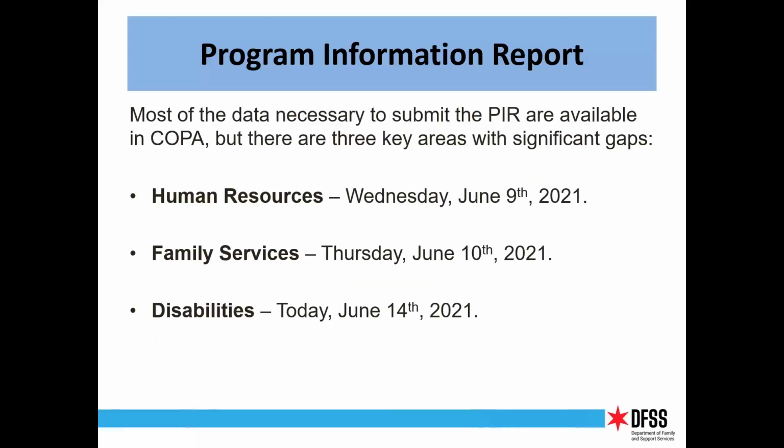So most of the data that we pull for the PIR is available in COPA if you're using the program to monitor your operations and services and entering everything as the year goes through. We can just pull it out at the end of the year. However, there are certain areas in which we had significant gaps in information. Those were human resources, family services, and disabilities.